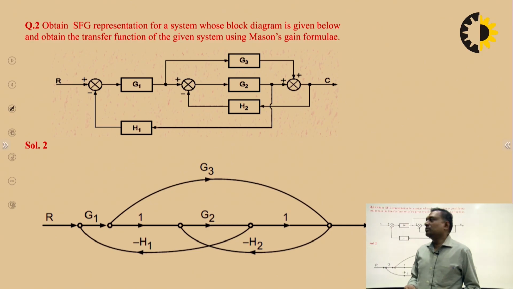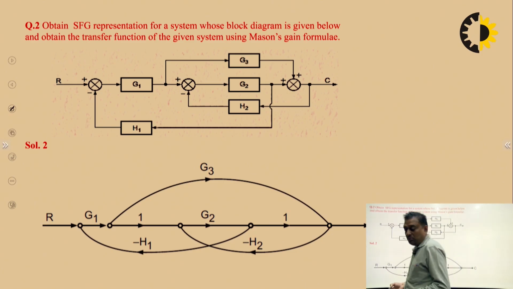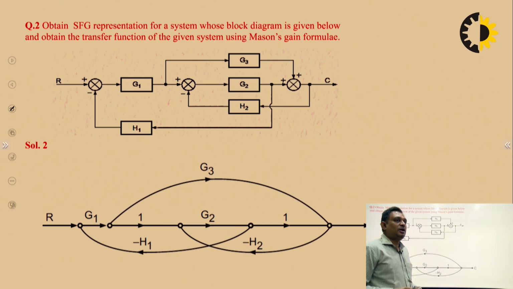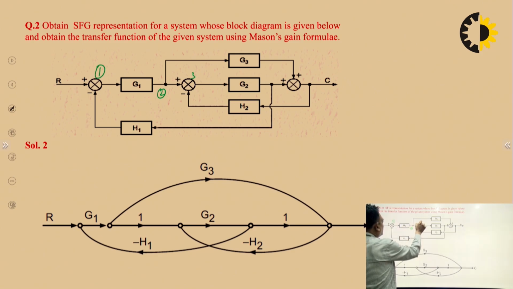Okay, so Mason's gain formula can only be applied over the signal flow graph. So what we have to do is first convert this block diagram into a signal flow graph. Okay, so how will we convert it? First of all, we will identify the nodes, like this is one node, this is another node, and this is the third node. Now, why have we chosen this second and third node?